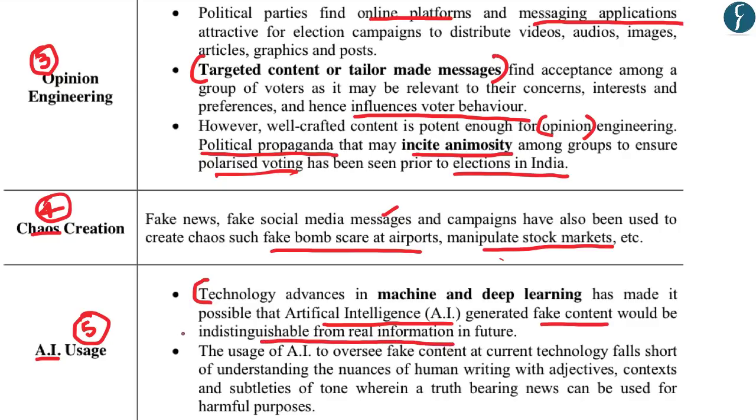And there is also a flip side to this, wherein the usage of artificial intelligence to tackle fake news online is currently not up to the mark, wherein artificial intelligence is unable to understand the nuances of human writing, wherein artificial intelligence is unable to distinguish the harmful tone with which a particular comment or a message has been made online.